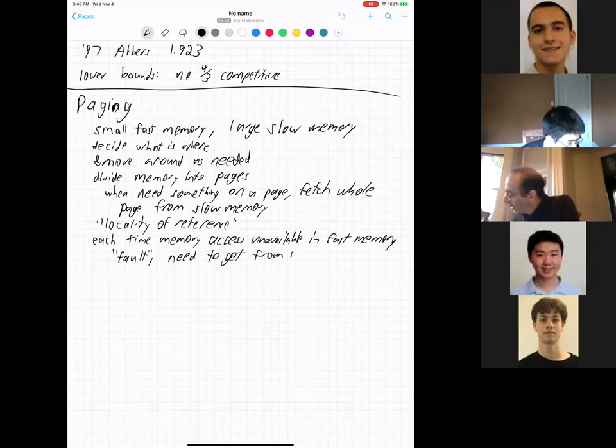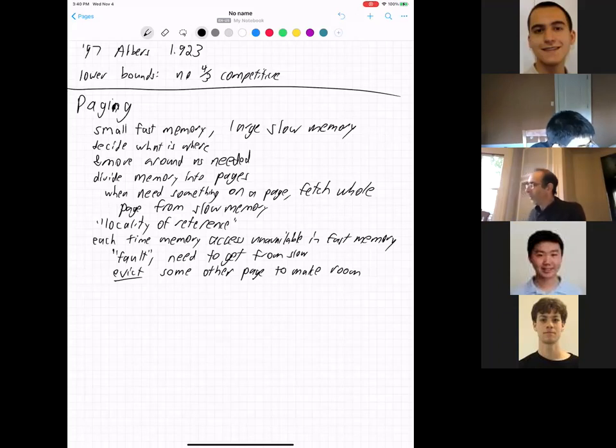And the problem is you have to make room for it, right? The fast memory is small, so you have to evict some other page to make room for what is needed. Okay. And so the algorithmic question is, what page do you evict when there's a fault, right? When there's a fault, you know what page you have to get. So the only flexibility is, what do you get rid of to make room for it?